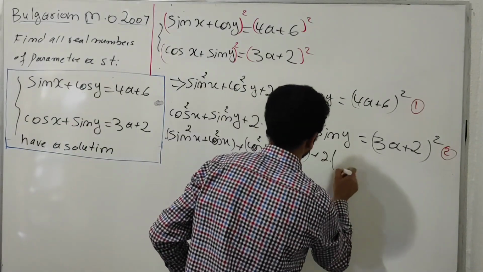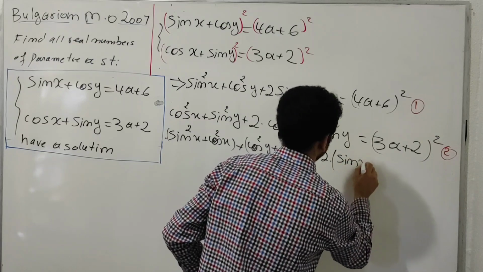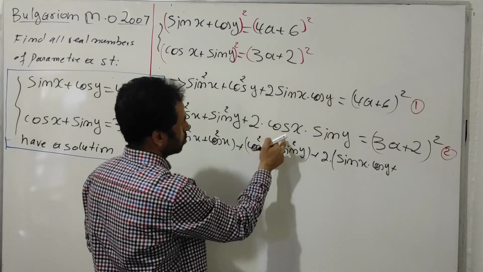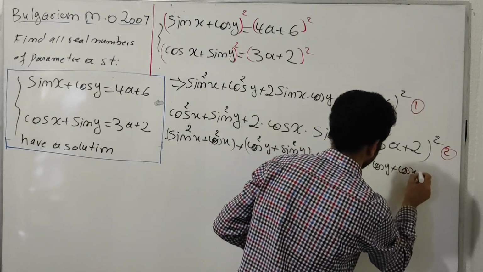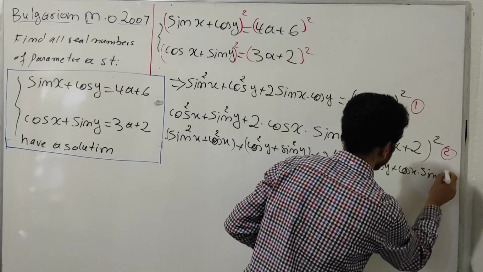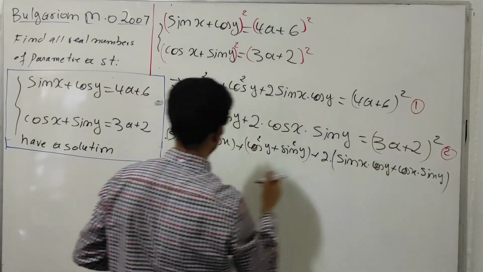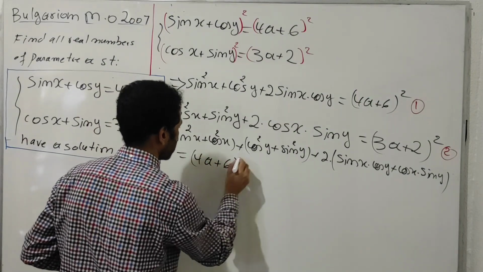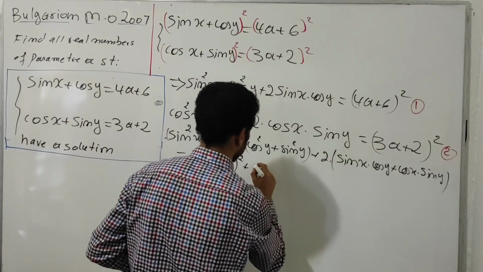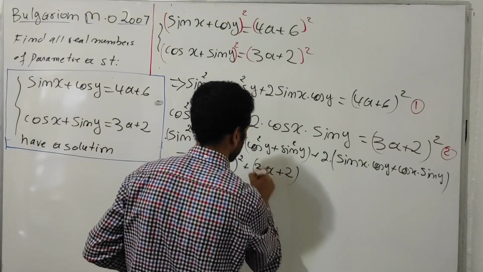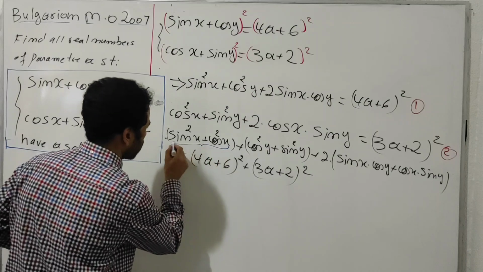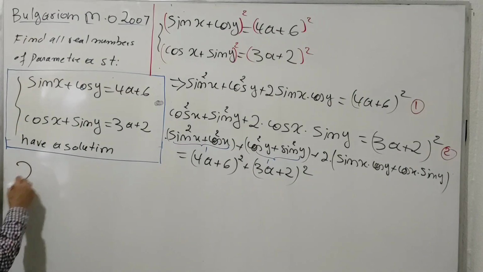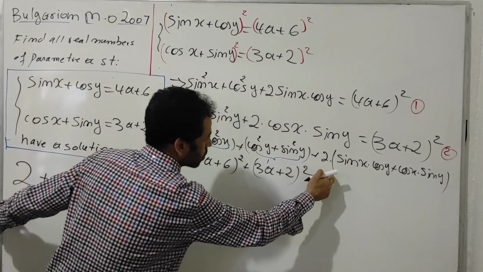I will have 2 multiplied by sine x multiplied by cosine y plus cosine x multiplied by sine y equals 4a plus 6 squared plus 3a plus 2 squared. The first pair gives us 1, so 1 plus 1, which is 2, plus this term 2.